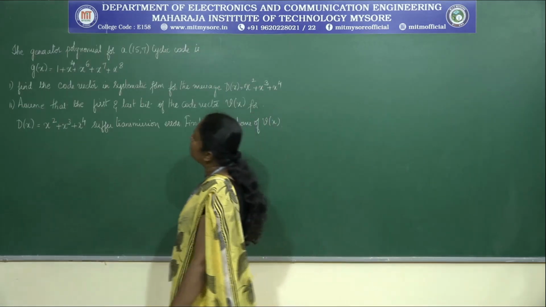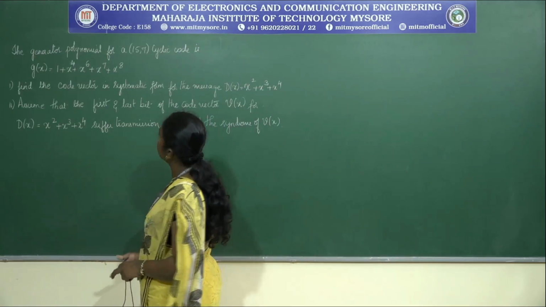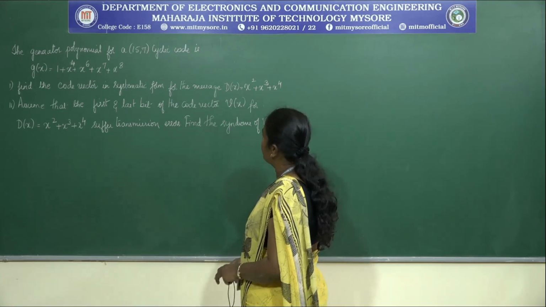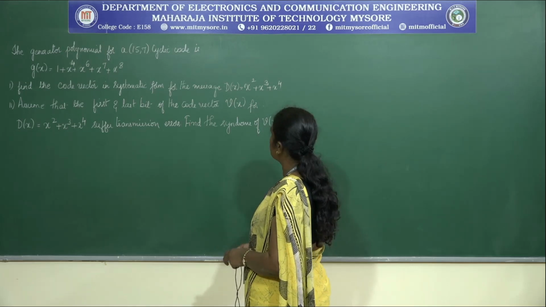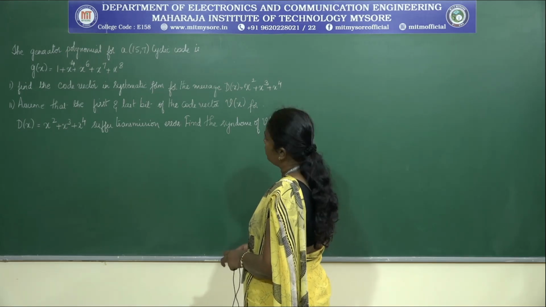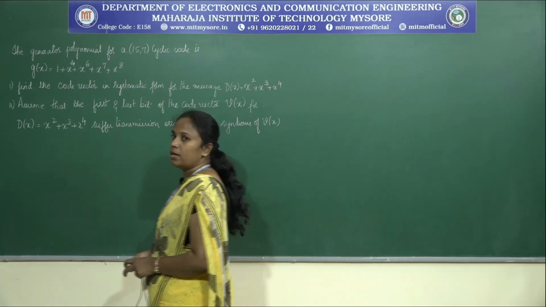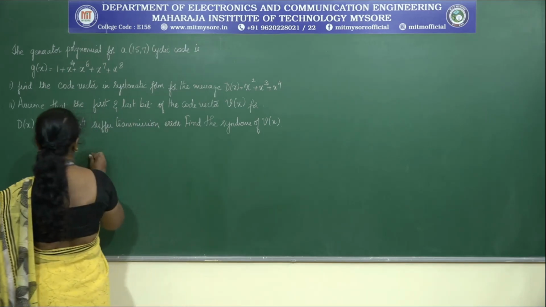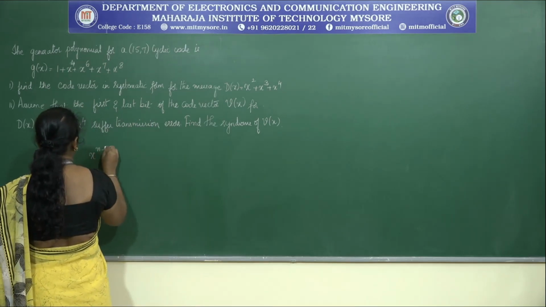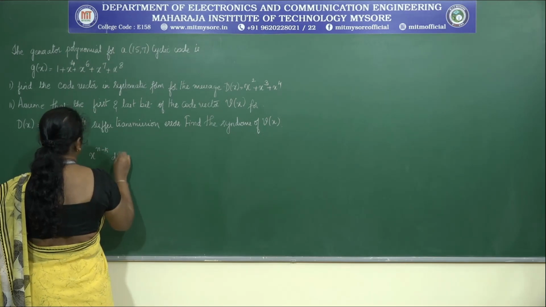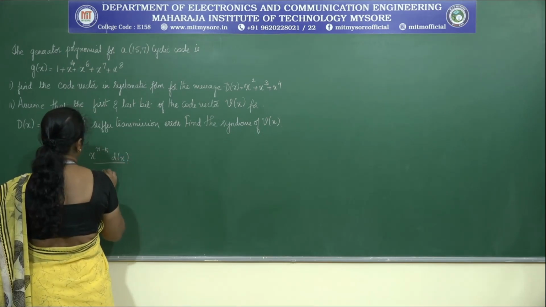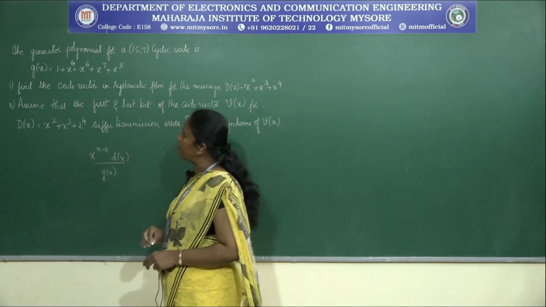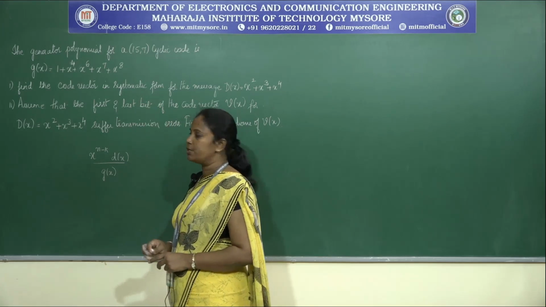So we have a problem here, that is the generator polynomial is given. So we need to find the code vector in systematic form for the message d of x equals x square plus x to the power of 3 plus x to the power of 4. So how are you going to find the code vector with respect to the systematic form? We have the formula, that is x to the power of n minus k into d of x divided by your g of x. So this is how we are going to find the code vector in the case of your systematic form.